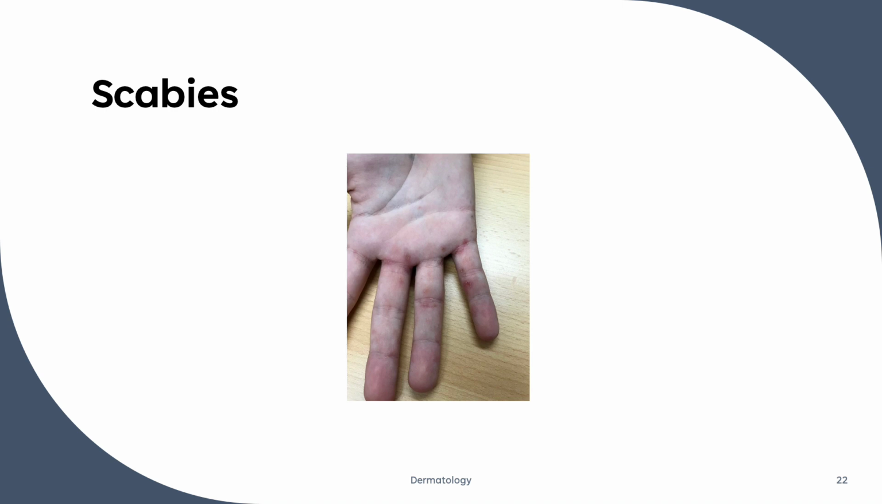For treatment and prevention, the primary approach involves using topical scabicides like permethrin cream, which is applied to the entire body, from the neck down. Additionally, it is essential to wash all clothing and bedding in hot water to eliminate any remaining mites and prevent reinfestation.